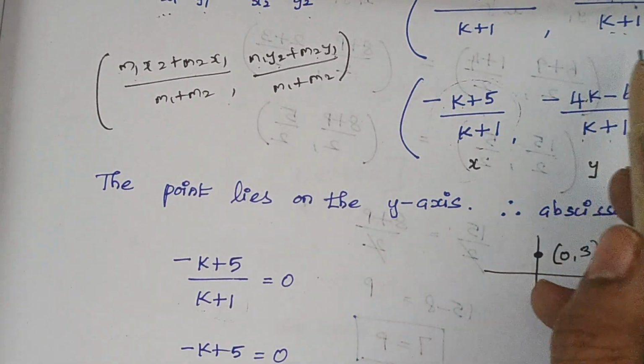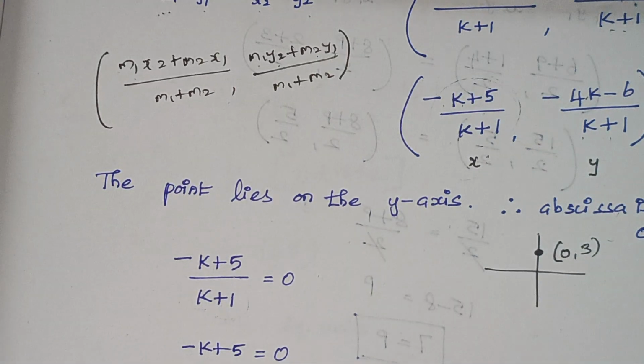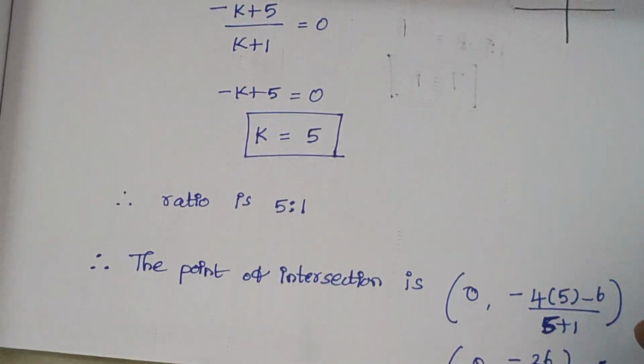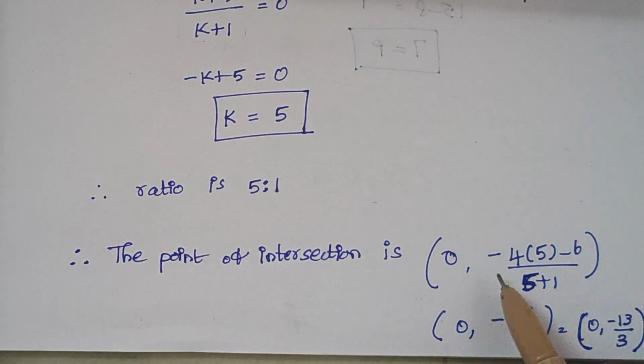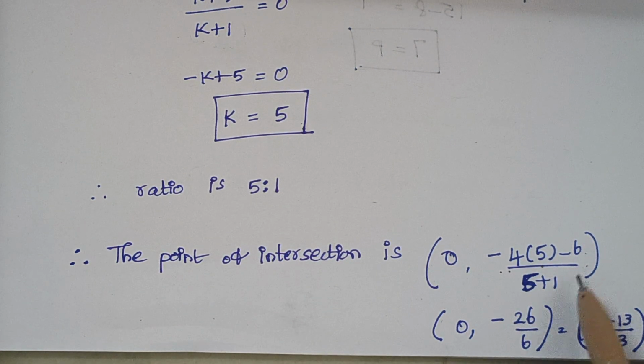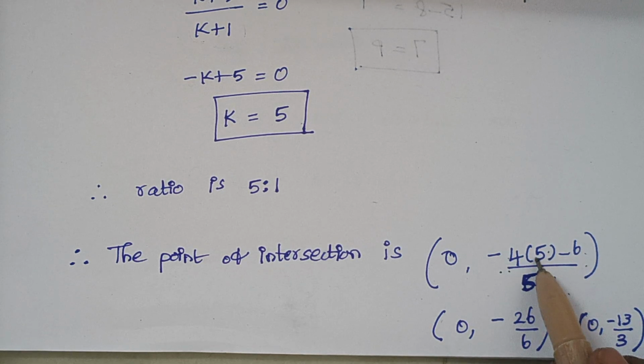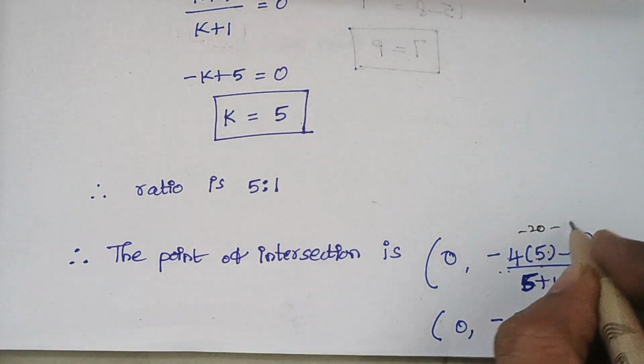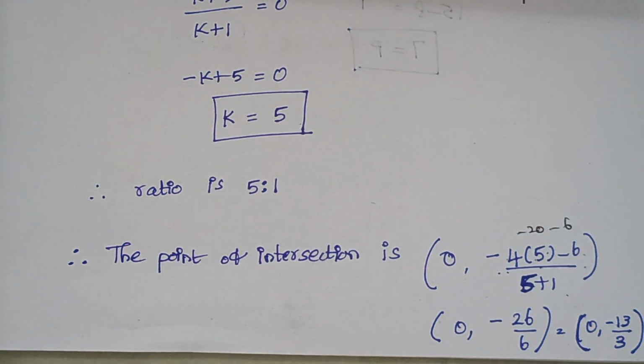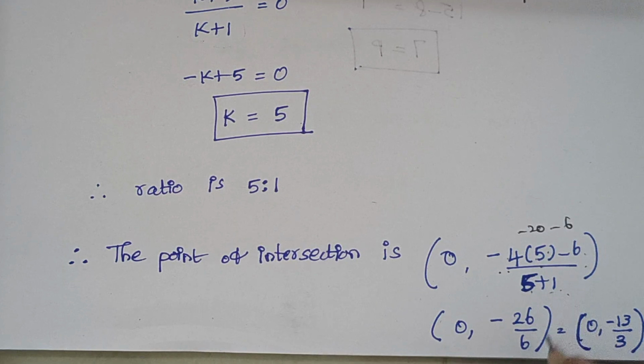Now I am going to substitute the value of k over here. When you substitute the value of k as 5, this is how our expression is. Minus 4 into k minus 6 divided by k plus 1. So in the place of k, I am substituting 5. So minus 4 into 5 is minus 20, right? Minus 20 minus 6 gives minus 26, whole divided by 5 plus 1, which is 6. So once you cancel 26 and 6 by 2, you get the answer as minus 13 by 3. So the point of intersection is 0, comma minus 13 by 3, right?